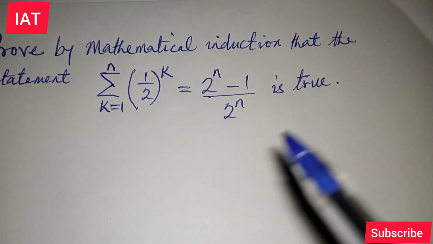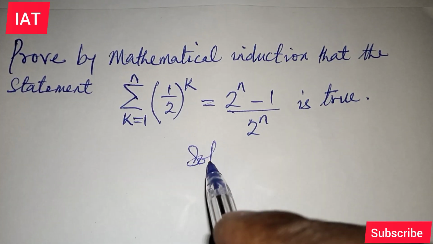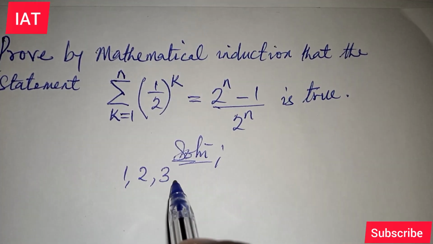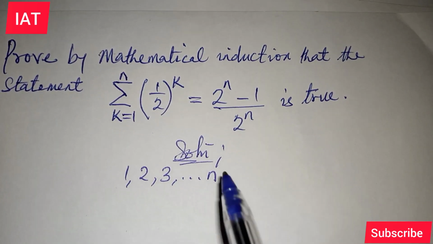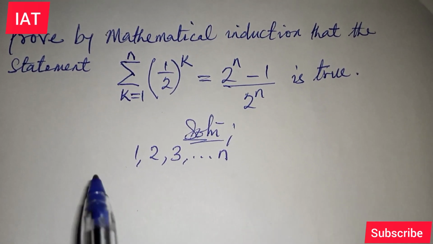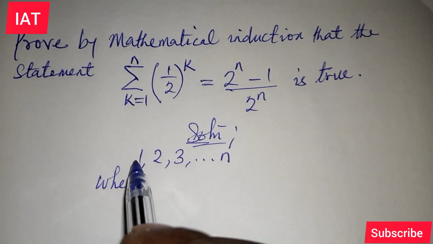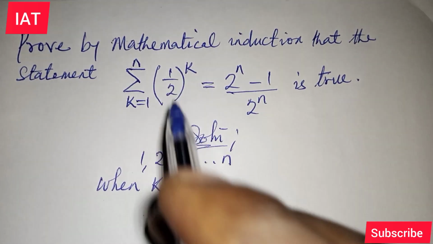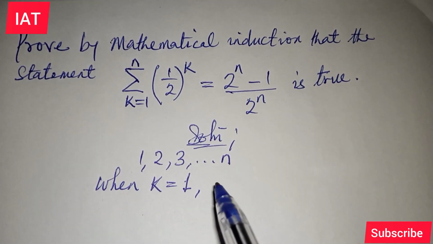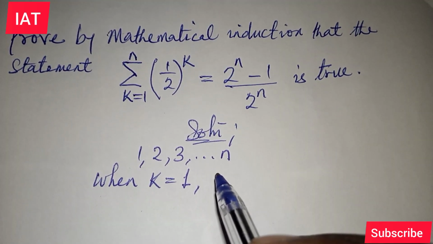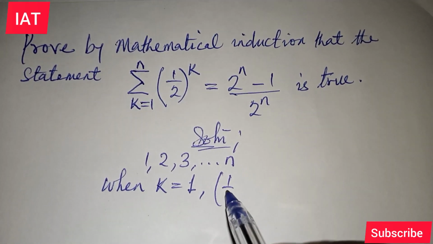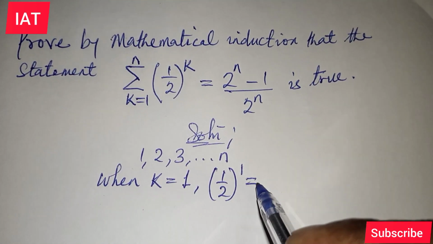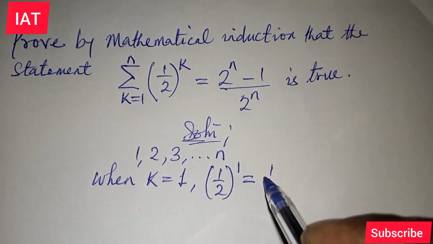Alright, so that essentially means that this is what that statement means. We have 1, 2, 3 up to n. That's what it means. So at this point, we're going to check for when k is equal to 1, what will happen to this left hand side. We're working on the left hand side only. So when k is equal to 1, this means that we'll be having 1 over 2 to the power of 1. Anywhere you see k, substitute 1. And what will be the result to that? 1 over 2 to the power of 1 is the same thing as 1 over 2.